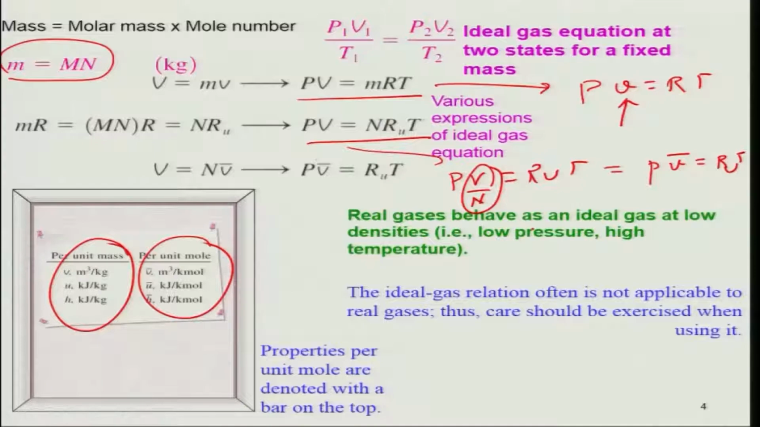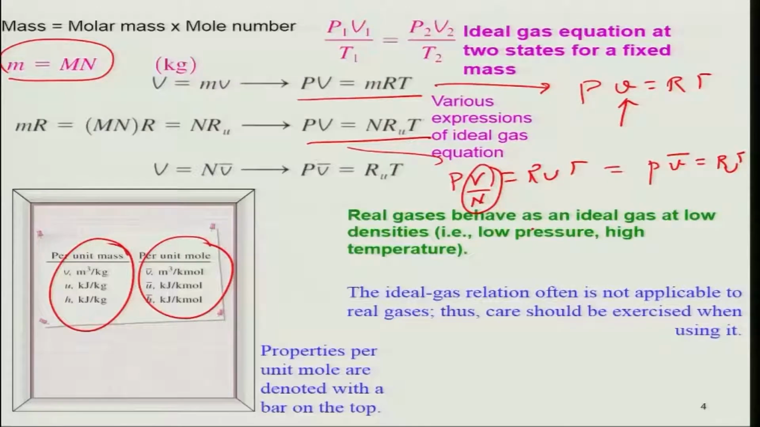Now a real gas behaves as an ideal gas only at extremely low density, which essentially means low pressure. You can approximate it. There is a region where this ideal gas behavior is seen, but it's not valid for all conditions, and that's why we need to develop new equations of state. That's something we are going to study later.